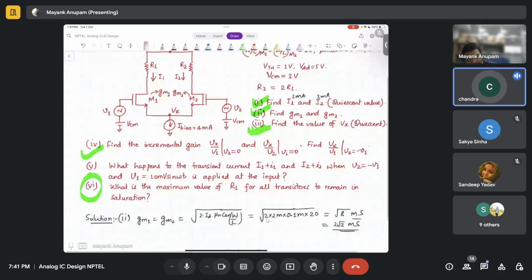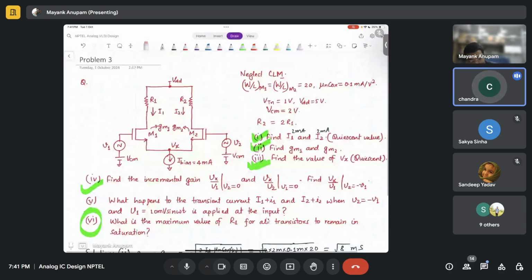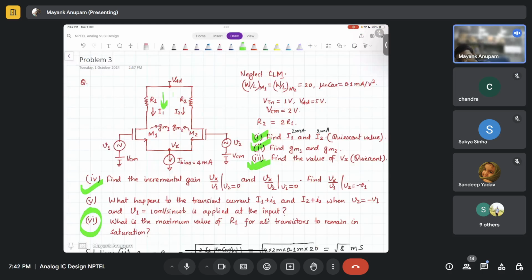Yeah, the VDS is going to drop across M1 or M2. Because the current is the same, right? Current is not going to change. Current is being set by the gate to source voltage, which is always same. Oh no, rather the current is not being set by that. Current is being set by this current source, right? The current is 2 milliampere in both the branches, which is not going to change.